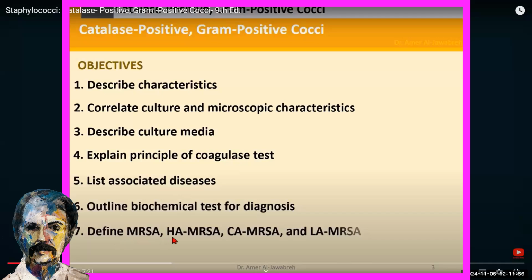Define MRSA, HA-MRSA, CA-MRSA, and LA-MRSA. What are these? MRSA is methicillin-resistant Staphylococcus aureus. It's Staph aureus, but it resists many antibiotics, which means this is a dangerous bacteria, a dangerous variant of Staph aureus, which we all don't like to have.